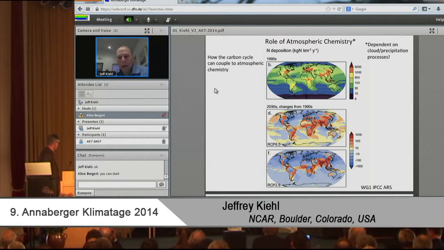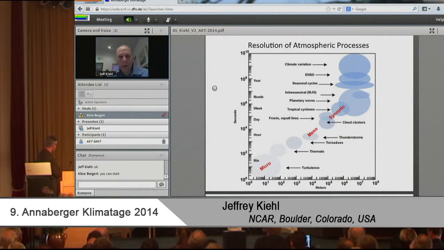So again, what I'm trying to convey here is a level of complexity that's involved now in Earth system modeling. And it's important to note that the amount of nitrogen that's deposited on the surface of the Earth critically depends on things like cloud processes or how much rainfall occurs in specific regions. Now I want to just move on to resolution.